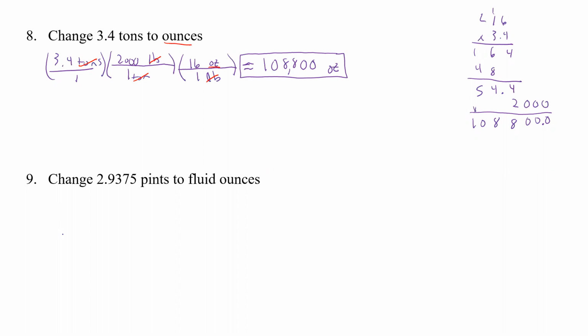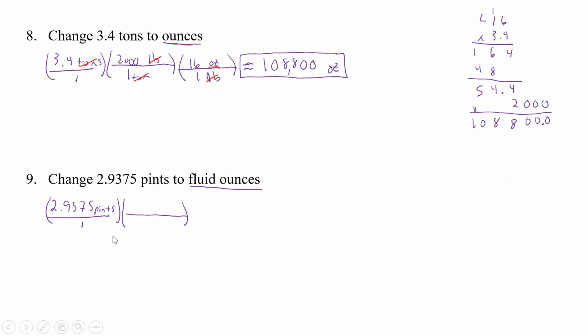All right, next one, we're moving from pints to fluid ounces. So there's a difference between fluid ounces and ounces. So be sure to be aware of that. So there are two different things. One is a measurement of weight, one's a measurement of volume. And so we have 2.9375 pints over 1. And now we want to go to fluid ounces.